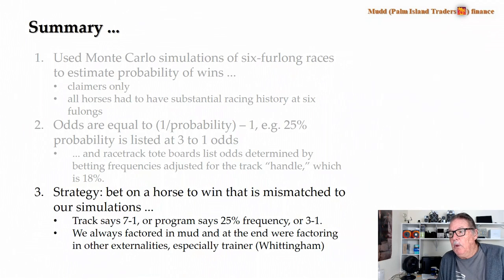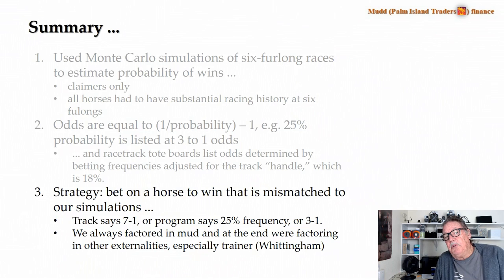So the bet that we would place is if we went to the track, say on the fourth race, it's a claimer race. If the track said it's 7-1 and our program gave it a 25% frequency at 3-1, that's the horse we would bet. Now keep in mind, if you make that bet, even if your model is perfect, if it's got it exactly right at 3-1, you're actually betting that you'll only win 1 race in 4 if you're betting at those odds. And so, of course, you're placing a bet in a gambling situation where you expect to lose the bet well more than 50% of the time. In this example I gave, 75% of the time.